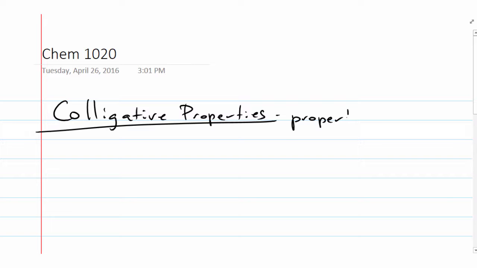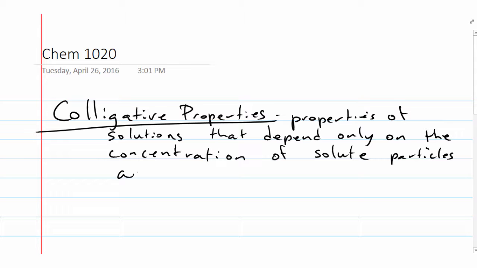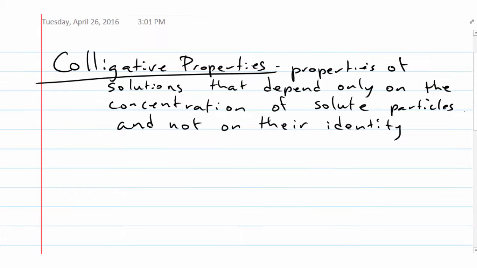We define colligative properties as properties of solutions that depend only on the concentration of solute particles and not on their identity. In one of these you worked with in lab already this semester, you added a whole bunch of different things to snow. You added some salt to snow, some ice melt to snow, some sugar to snow.